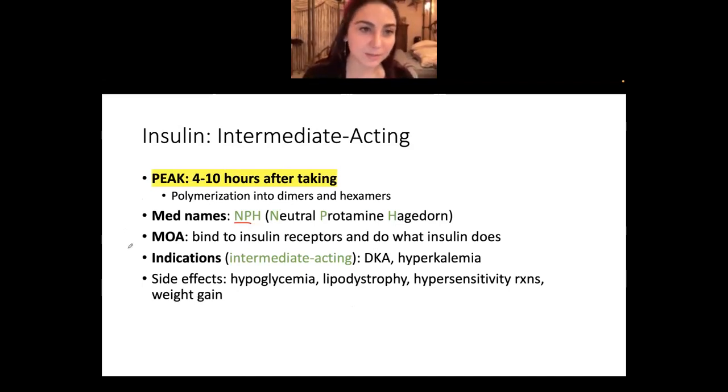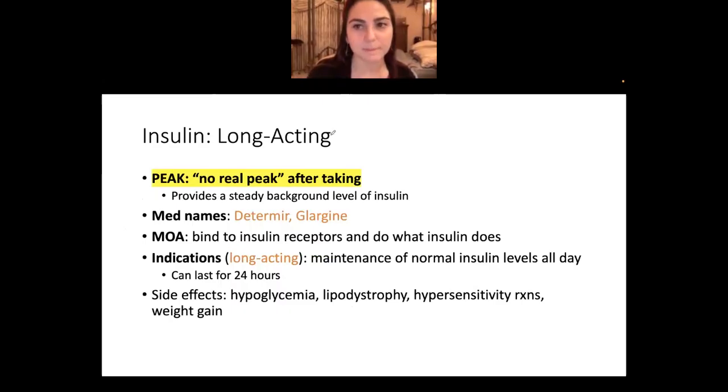NPH is what most type 1 diabetics take. This is normally what people take. So even with DKA and hyperkalemia here, it's just having diabetes. They take NPH, and all the same side effects happen. This is very similar to regular insulin. It just peaks a little bit later than regular insulin.